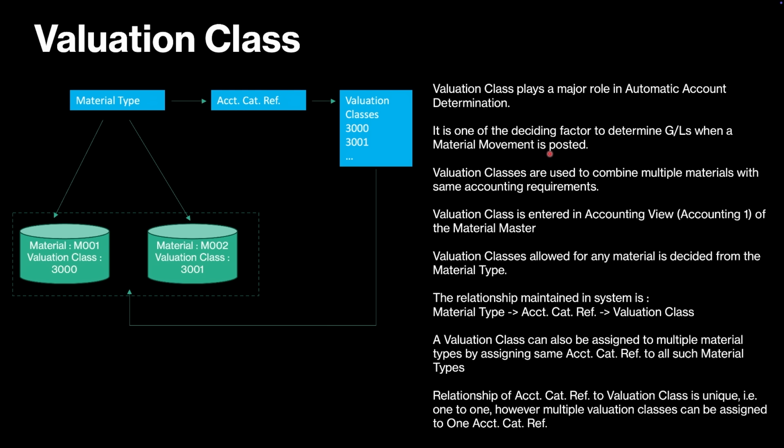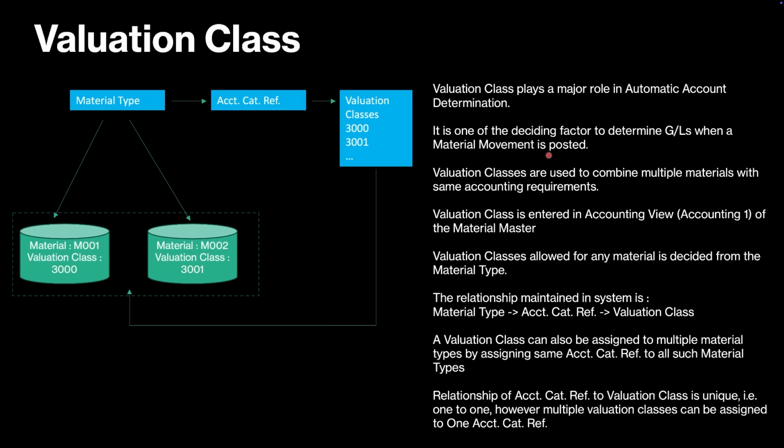And why is this field called valuation class? Because basically it is a field which is used to combine multiple materials on the FI side. So you may have multiple materials on the MM side, but if all those materials have the same accounting principles, or you want the same accounting entries or the same GLs to be called for all those materials, then you can combine all those materials under something called a valuation class. This is a 4-digit number which you enter in the material master record.